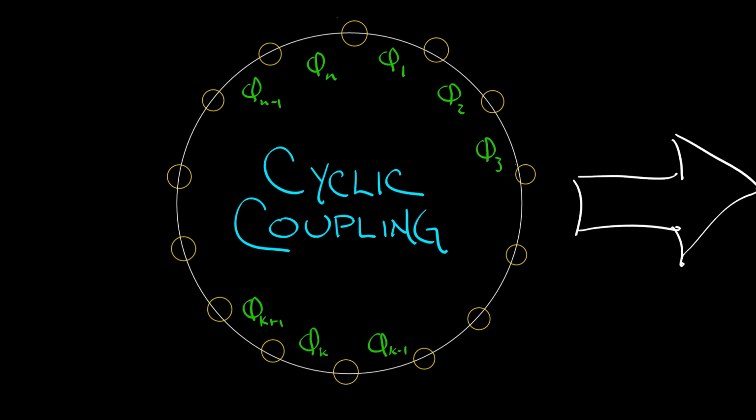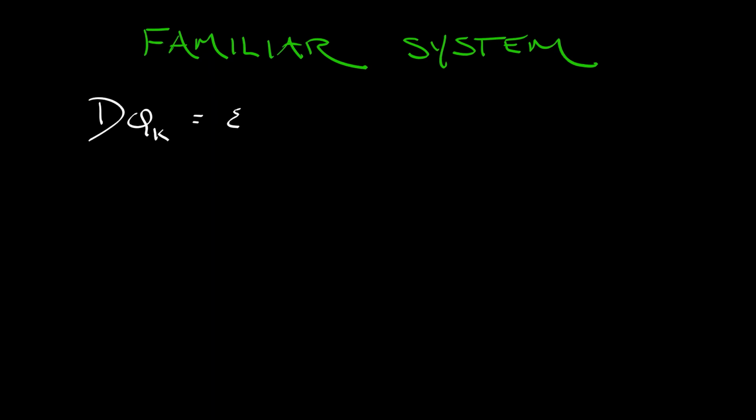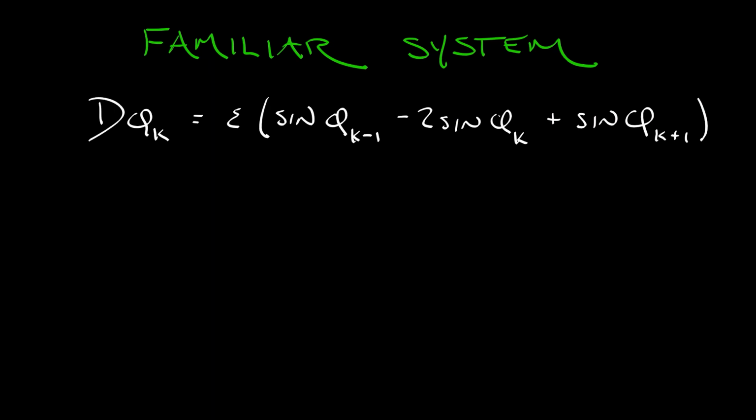Now, if we write down the system, it's the same as it was with linear coupling. The derivative of phi sub k with respect to time is going to be epsilon times sine phi sub k minus 1, minus 2 sine phi sub k, plus sine phi sub k plus 1, where this is all using cyclic indexing. That is indexing mod n.